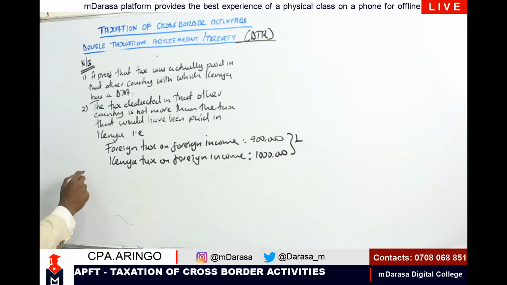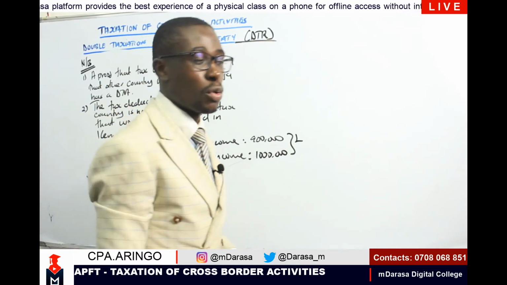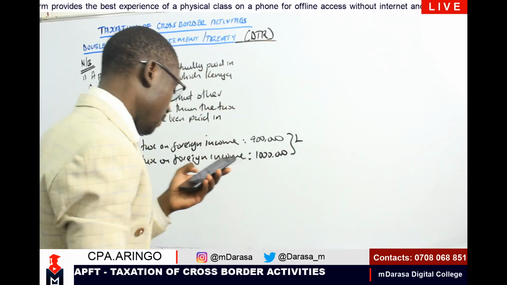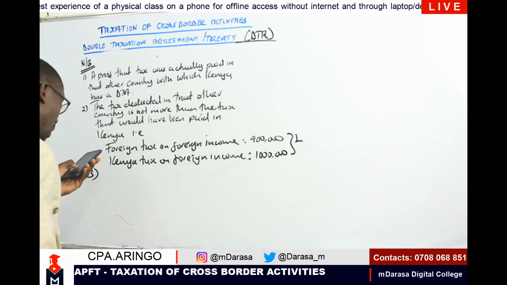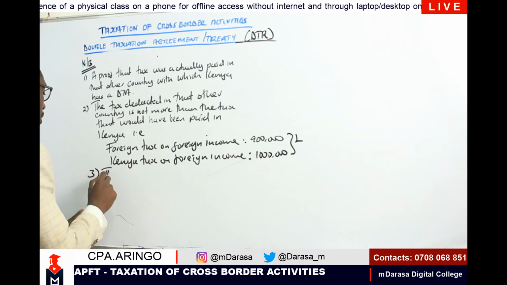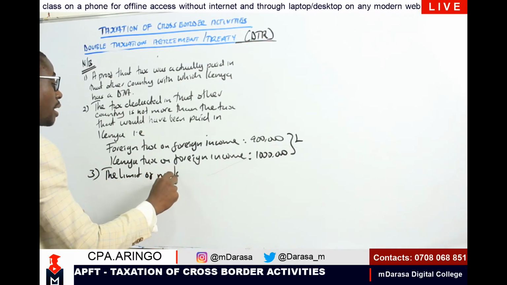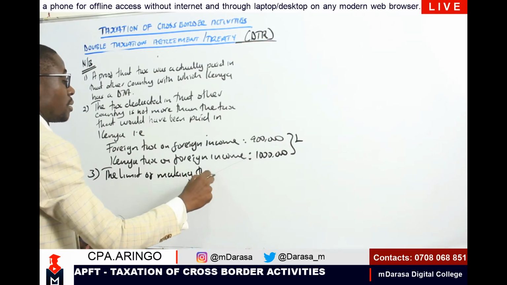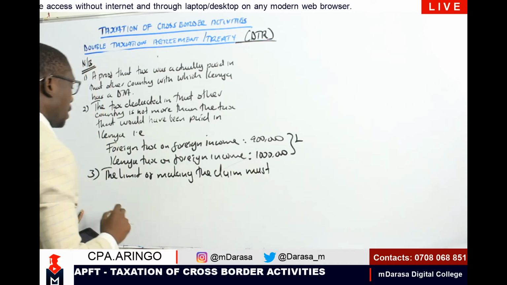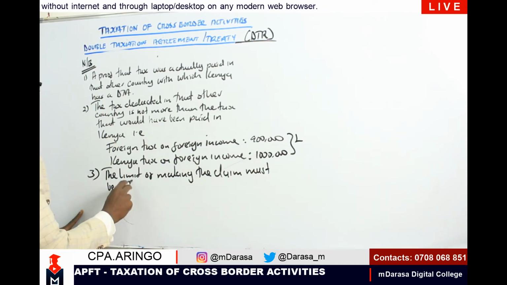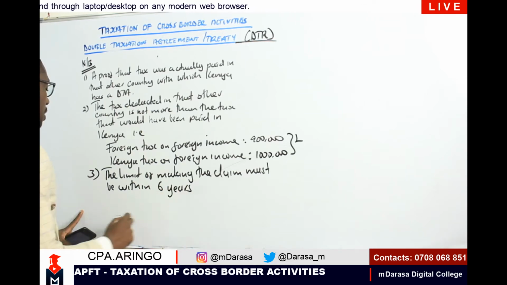Number 3, the point to consider, the one that you must always have in mind when you are dealing with the concepts of DTR. Number 3, we'll talk of the limit for making the claim, which must be within 6 years.